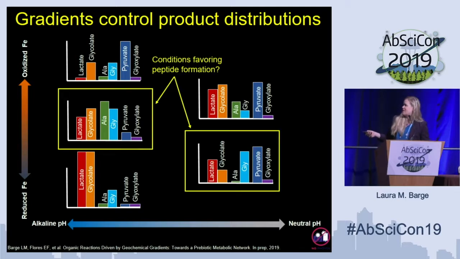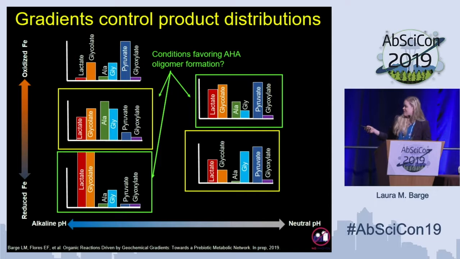So maybe in a situation like this, you might be more prone to peptide formation if you have more amino acid. And if you're in these kinds of conditions, you might be more prone toward having these oligomers of the alpha hydroxy acids or the mixtures that was mentioned in the previous talk.